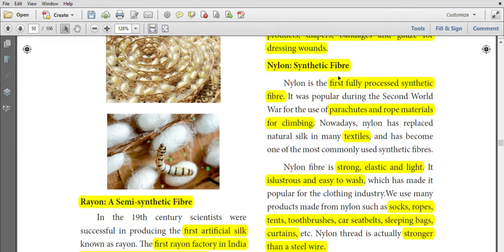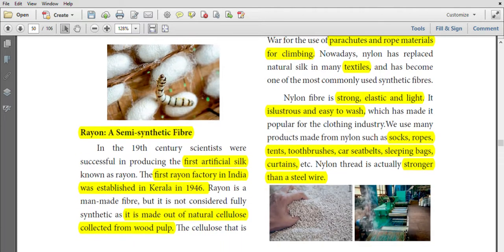Nylon is a fully synthetic fiber. It is used to make parachutes and rope material for climbing mountains. Also, it is used in textiles. It is strong, elastic, light, lustrous and easy to wash.